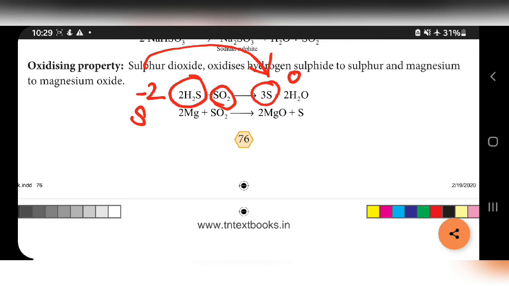Like that, here magnesium is oxidized into magnesium oxide. Magnesium is oxidized into magnesium oxide. Here also oxidation takes place because of sulfur dioxide only. So sulfur dioxide is an oxidizing agent.